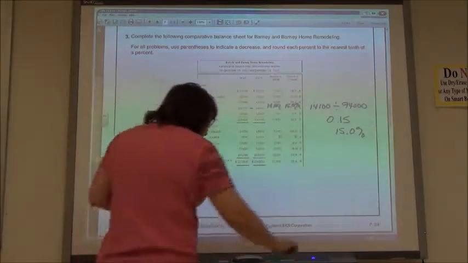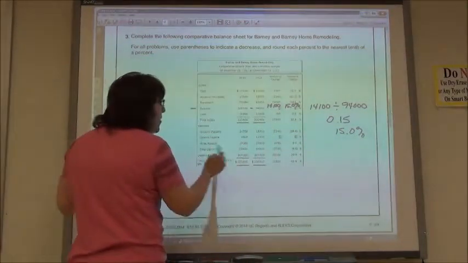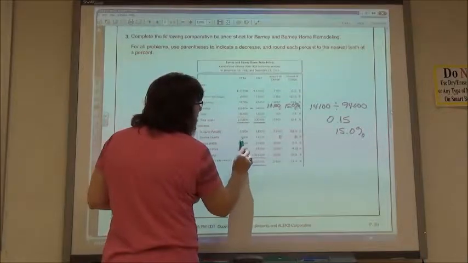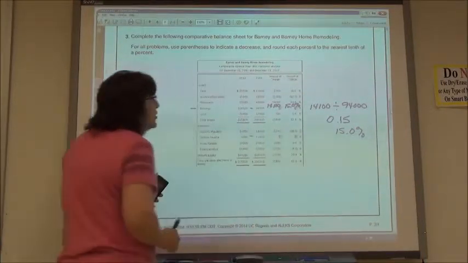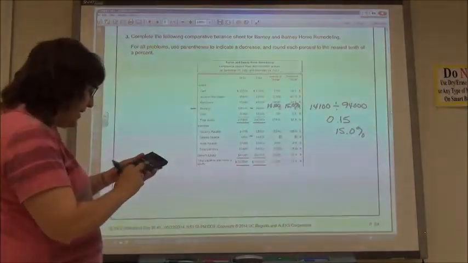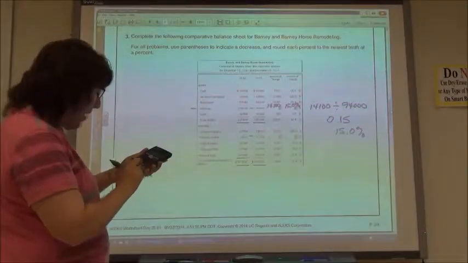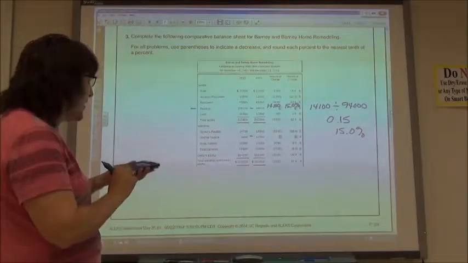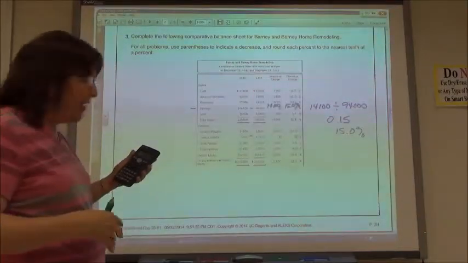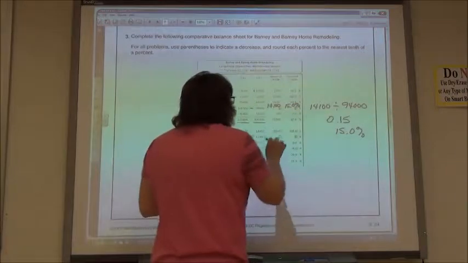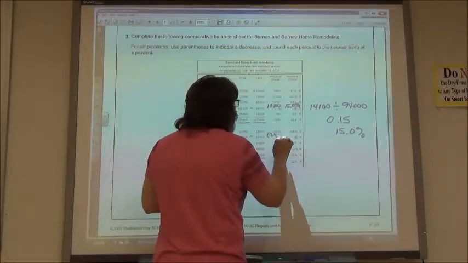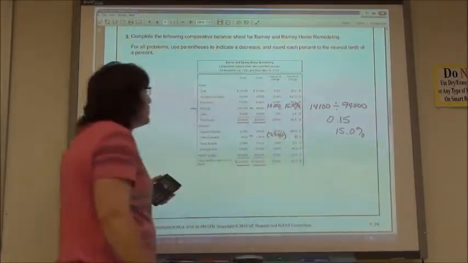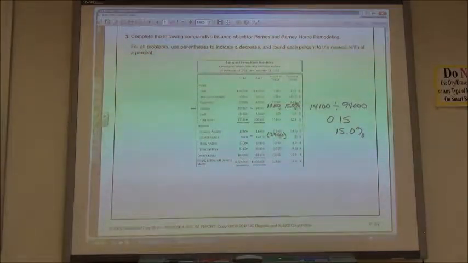And then we're going to do salaries payable. Now notice on the salaries payable, the 2013 is lower than the 2012. So if you take 9,600 minus 12,000, you get a negative 2,400. So this one has to be in the parentheses because it decreased from 2012 to 2013. So it decreased by $2,400.